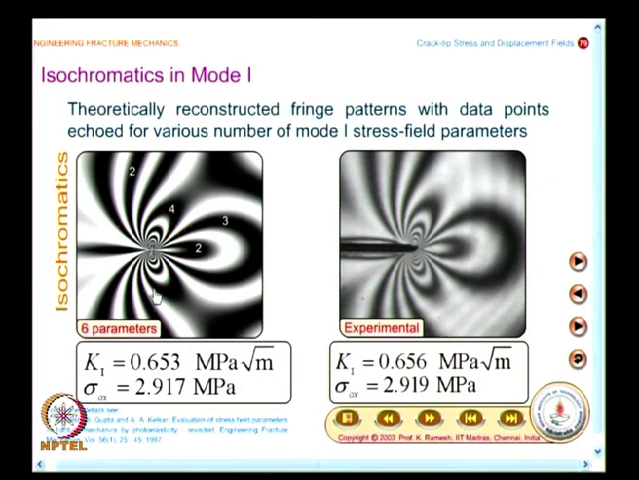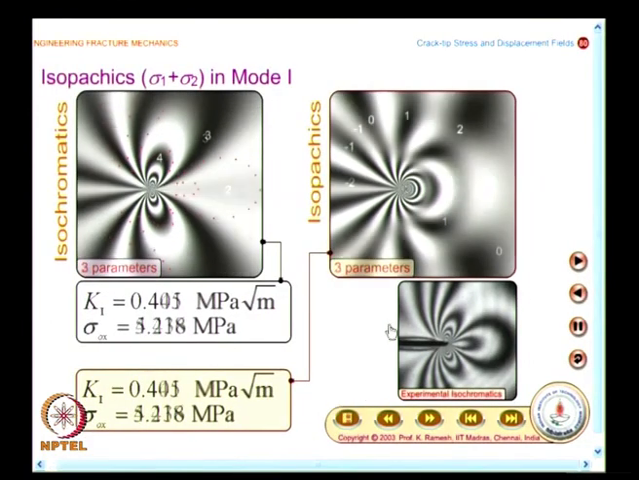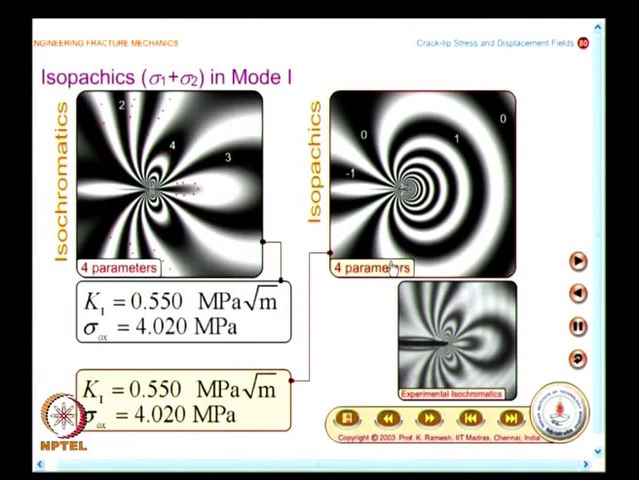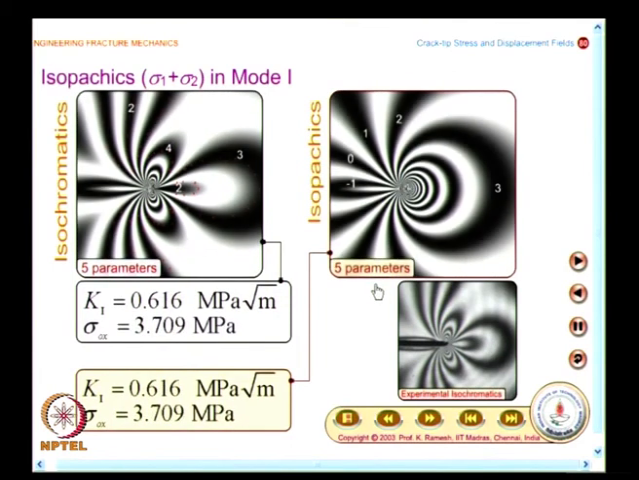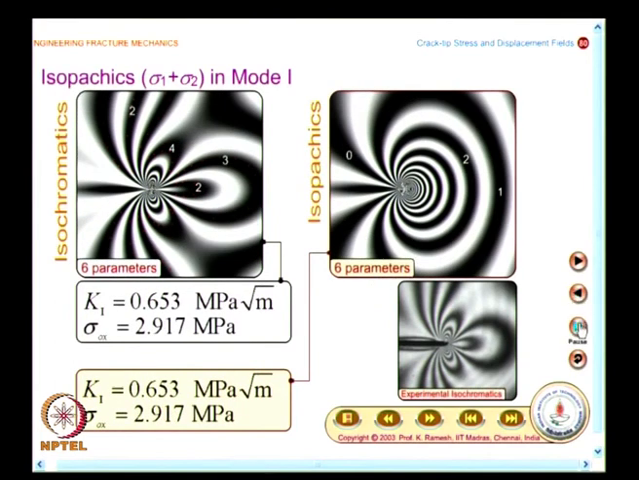Now, you find there is quite a variation in the geometric features. We will also have a look at what happens in the case of holography. You look at in what way the fringes change for 2 parameters, 3 parameters, 4 parameters, 5 parameters and 6 parameters, and what do you find?